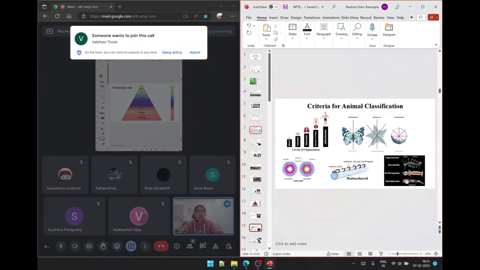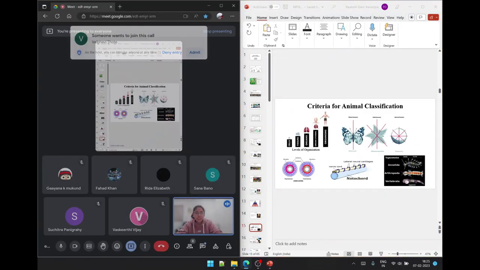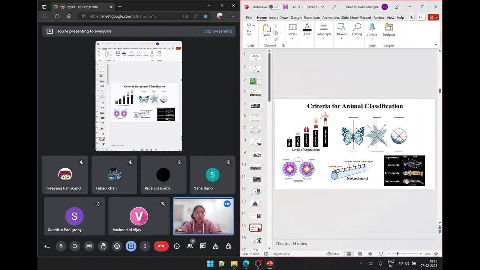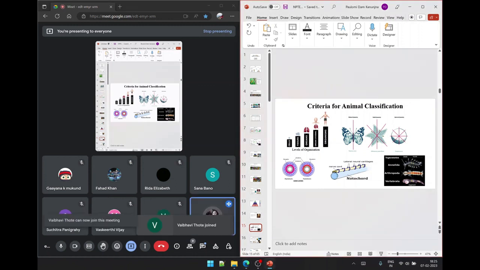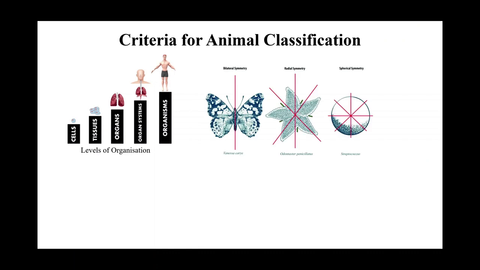And then we have symmetry. Symmetry is how the body is organized. They can be bilateral, so you have one line of symmetry across the organism's body. You have radial symmetry, which means there are multiple planes for equal division. And you have spherical, so there's a spherical body and you have these different planes to divide them.